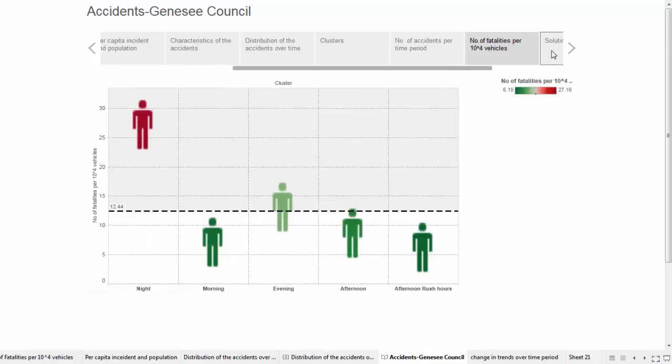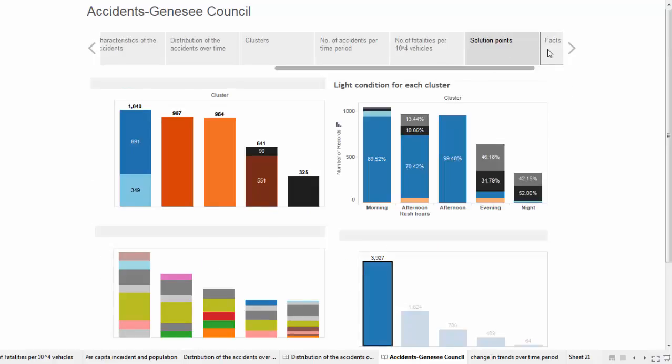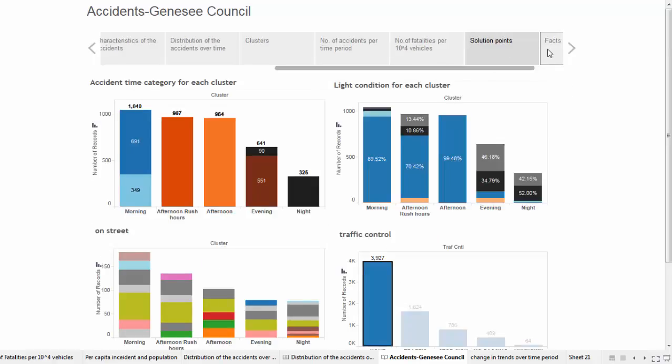Now we also wanted to know which cluster carries the highest risk of fatality. So we found out that the ratio of the number of fatalities with respect to 10 raised to 4 vehicles is maximum for the night cluster, while it is lowest for afternoon rush hours. Now we would also like to provide some solution points for the tension that we have created in the previous steps. We saw that the accidents which are happening at night are most fatal.